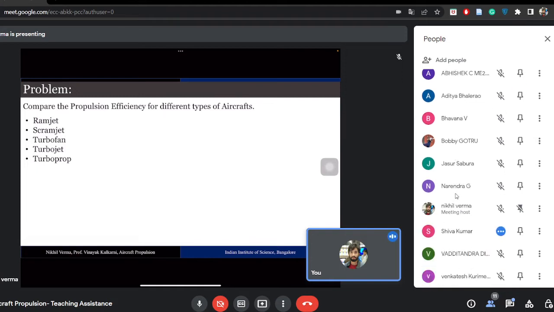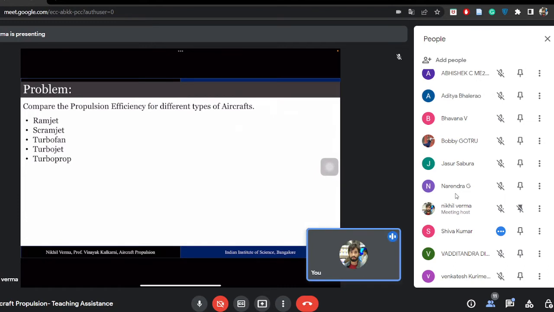Can I answer? Yes, please go ahead. I think the highest propulsion efficiency is for the turbofan, and then the turboprop, and then comes the turbojet, then the scramjet. The last one is the ramjet.